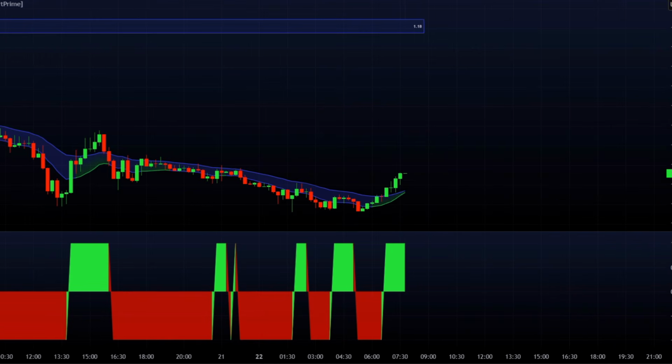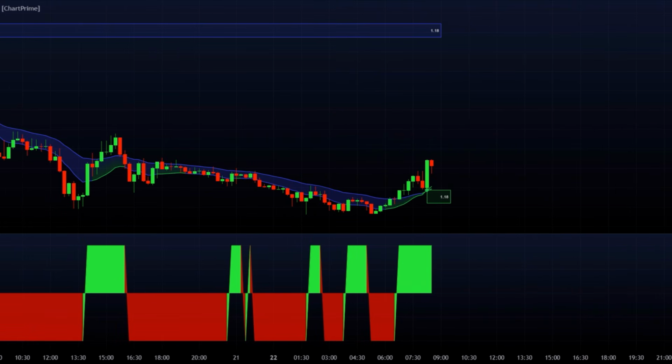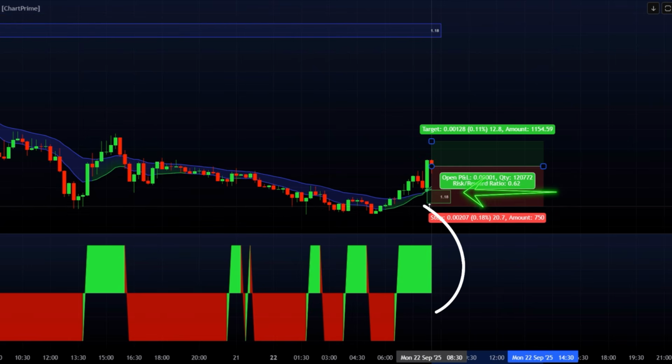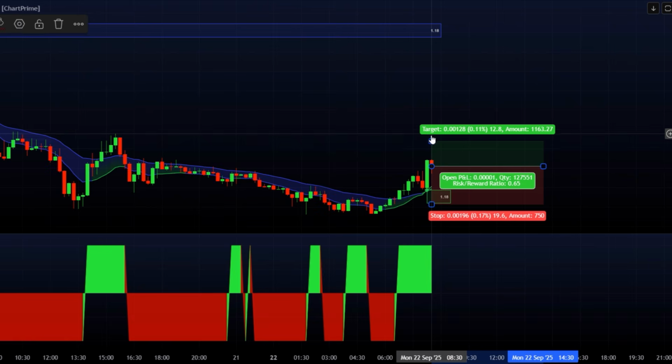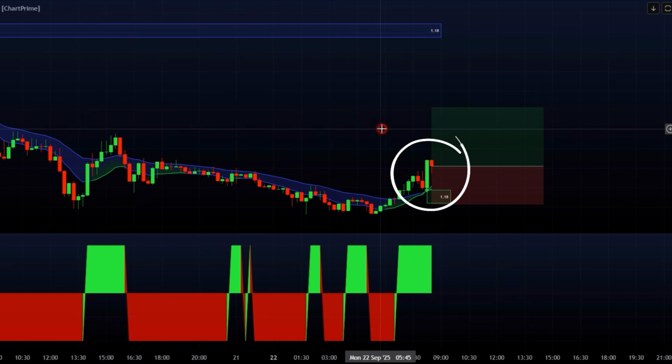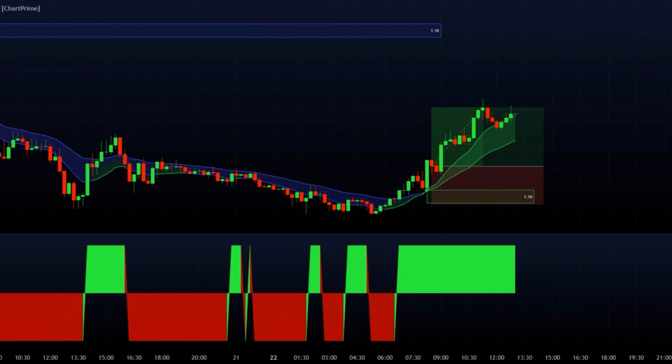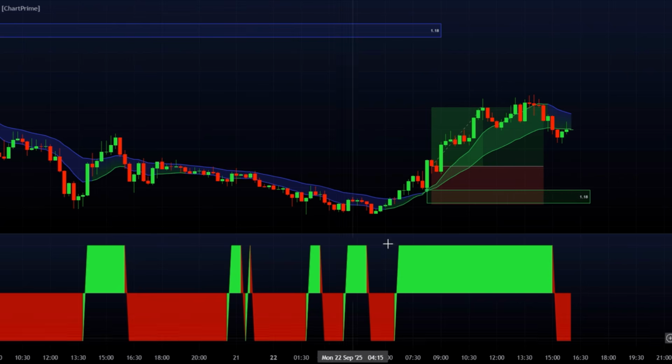Now for the rules. For a buy signal, wait for 3 things. 1. The trend cloud must be green. 2. The oscillator below must be green. 3. A bullish candle must form. When all 3 align, enter the trade. Set your stop loss at the recent blue dot and aim for a 1-to-2 risk-to-reward ratio.